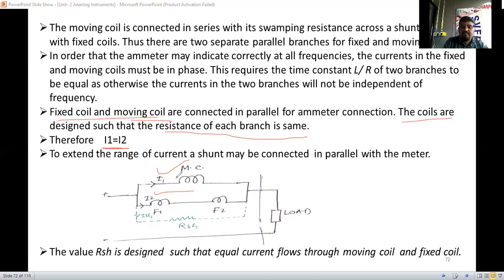Yes or no? If the resistance is the same, then we can call that I1 equal to I2 here. Now to extend this range, suppose we have used a 5 ampere ammeter range here.